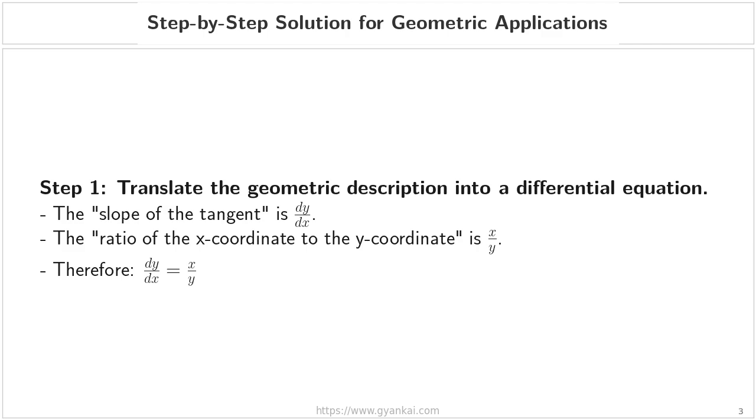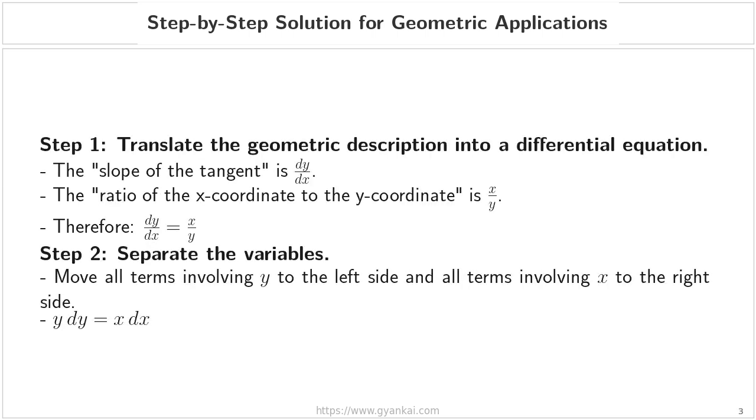Step-by-step solution for geometric applications. First, we begin with step 1, which is translating that geometric description into a formal differential equation. Remember, in coordinate geometry, the slope of the tangent is mathematically represented by the notation dy over dx. The problem also mentions a ratio of the x-coordinate to the y-coordinate, which we write as x over y. By setting these two parts equal to each other, we arrive at our differential equation: dy/dx equals x/y.